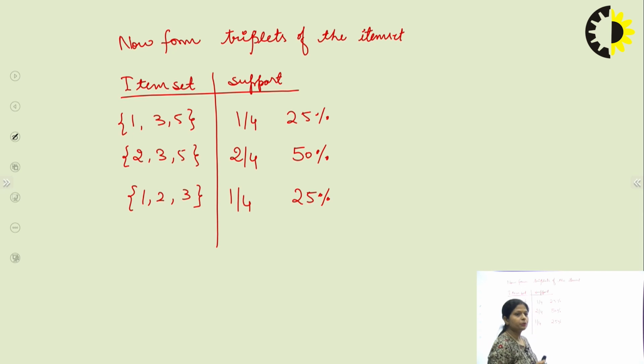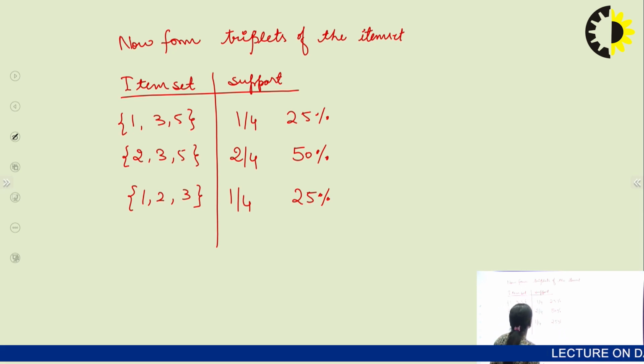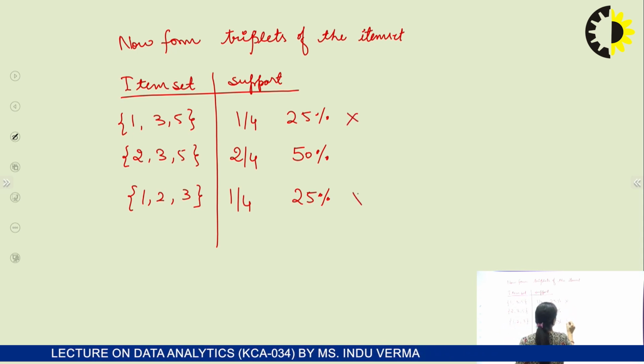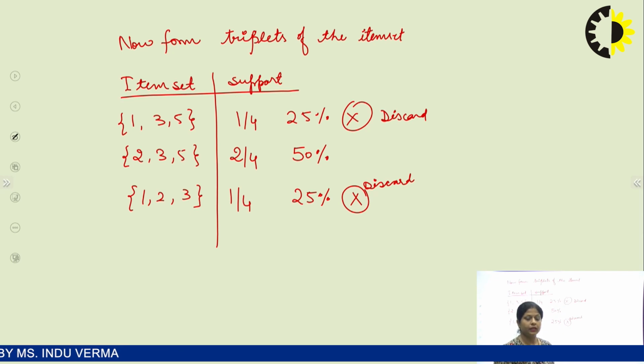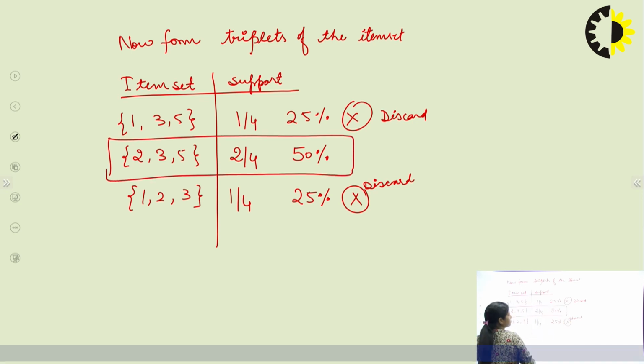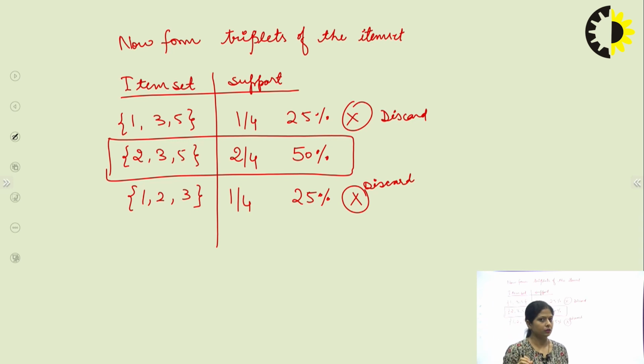Right? Just because of the same reason, again we will be discarding this item set 135 and 123 because the support is below the minimum required threshold value, that is 50%, right? So whatever the value we are having below 50%, we will be simply discarding those item sets. So discard 25% and this one. Discard, discard, right? That means now 235, we are left only with this item set according to the minimum required support value, right? So what is the next step? We need to generate the association rule from the final triplet.